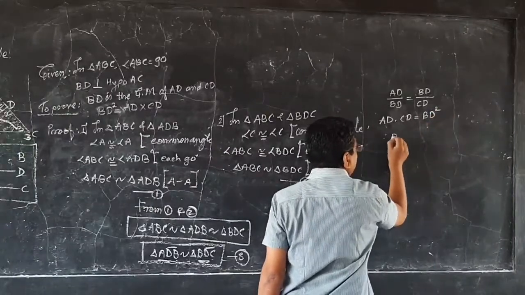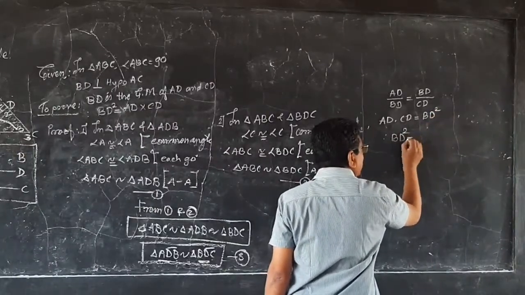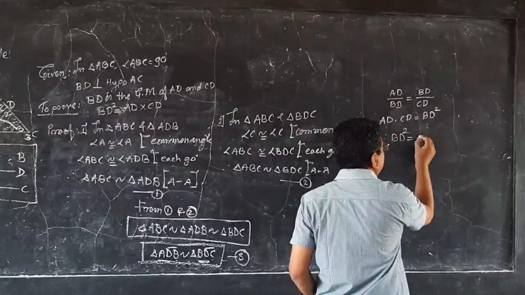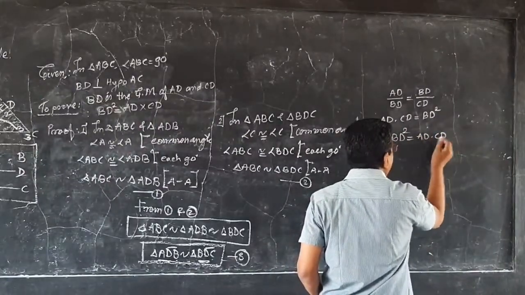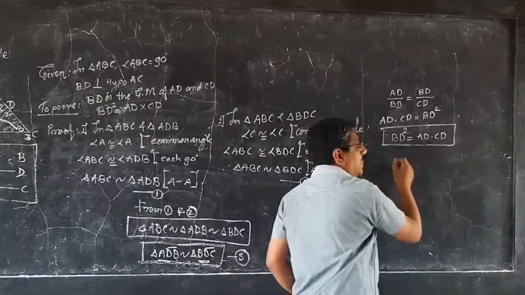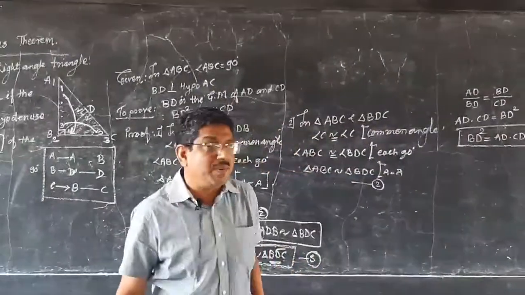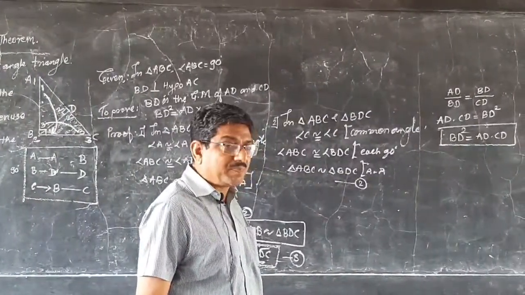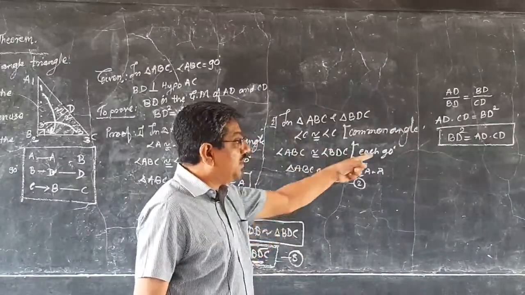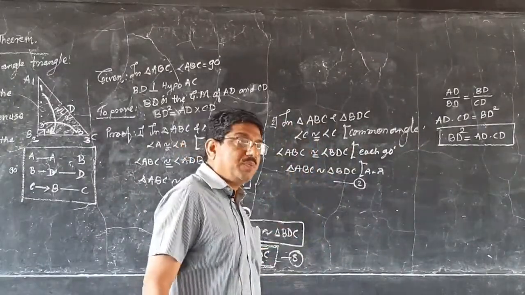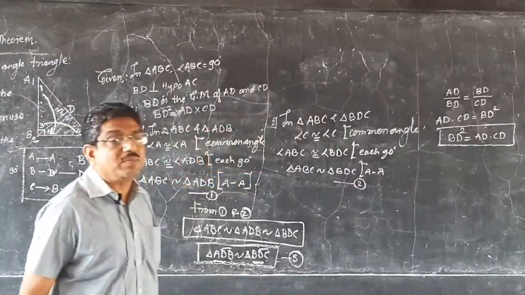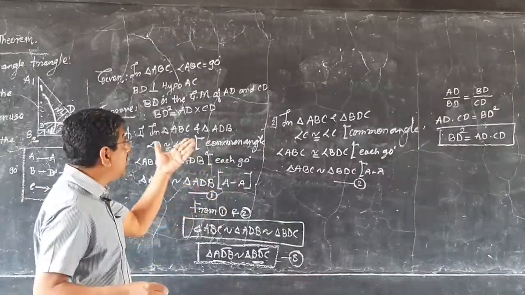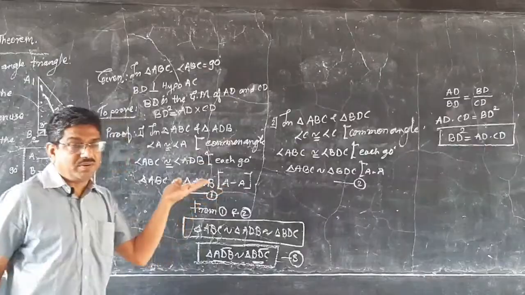And remember this property: the perpendicular drawn to the hypotenuse is called the geometric mean of the segments into which the hypotenuse is divided. Remember this, AD multiplied by CD. You have to solve 2 marks problems, 1 mark problems, objective, and even you have to use this theorem in 4 marks problems. This property is very important. The perpendicular drawn to the hypotenuse is the geometric mean of the segments into which the hypotenuse is divided. You cannot learn the sentence, but at least remember the property. This property is very important.